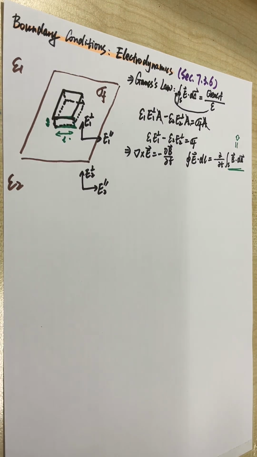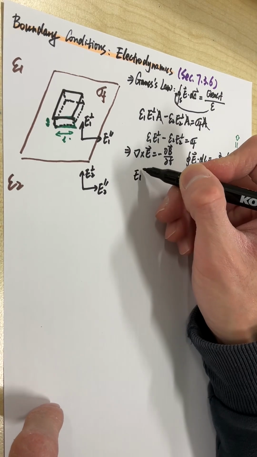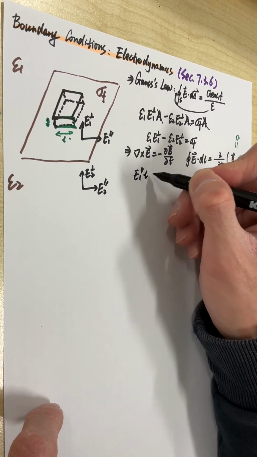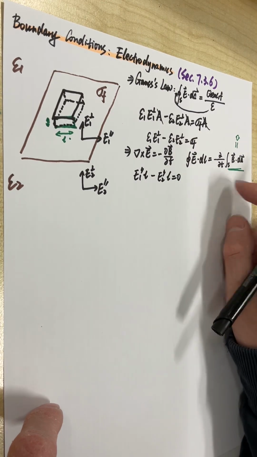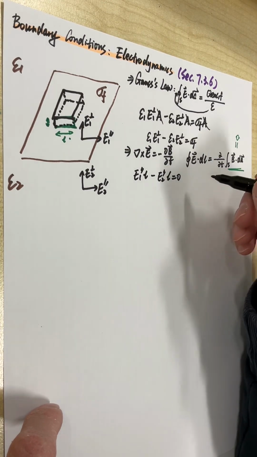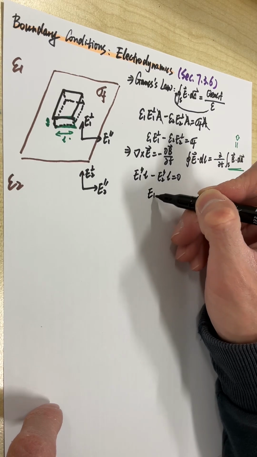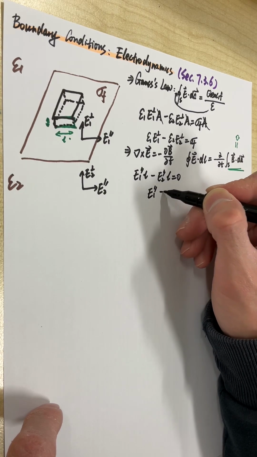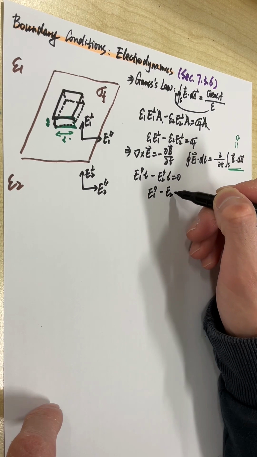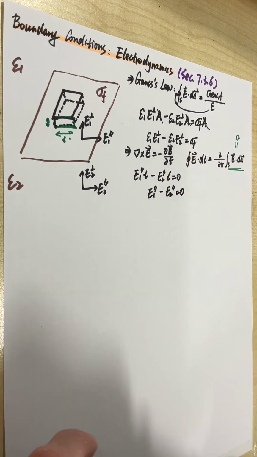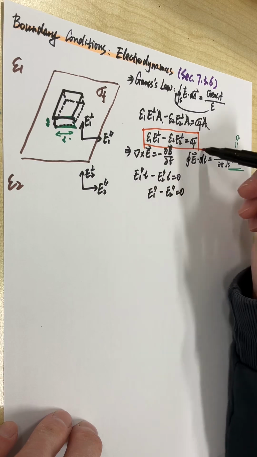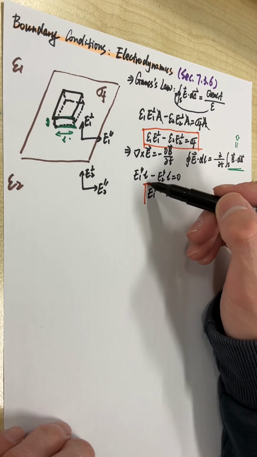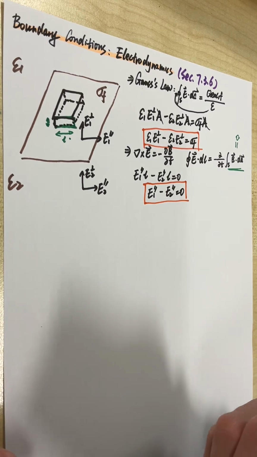Okay, so what we have is E1 parallel component L minus E2 parallel component L equal to 0. So in summary, we have E1 parallel component minus E2 parallel component equal to 0. So this is the first boundary condition for the normal component. This is the second boundary condition for the parallel component.